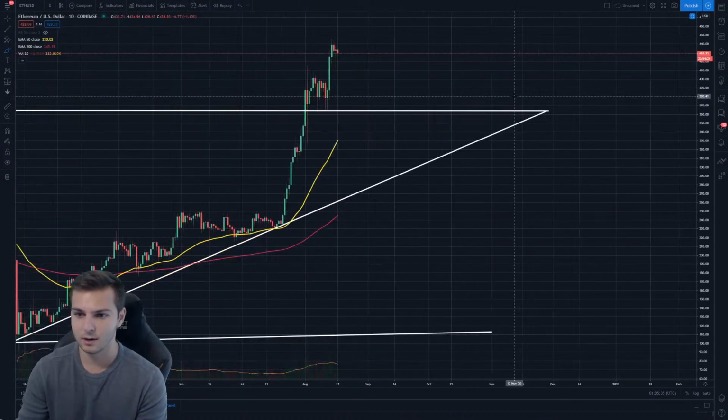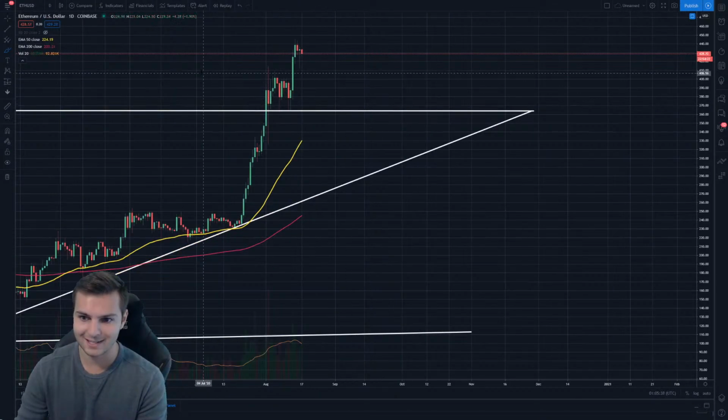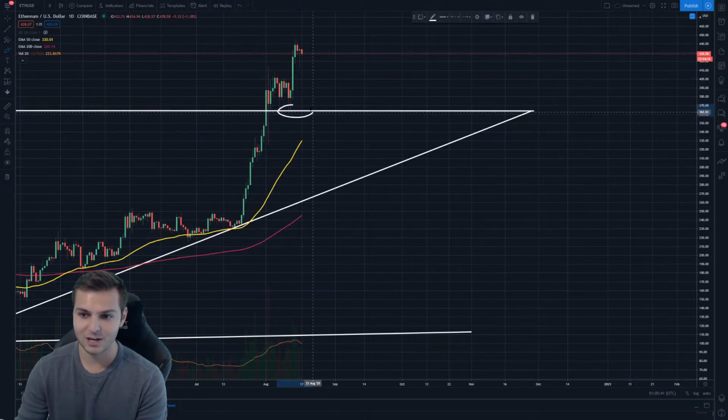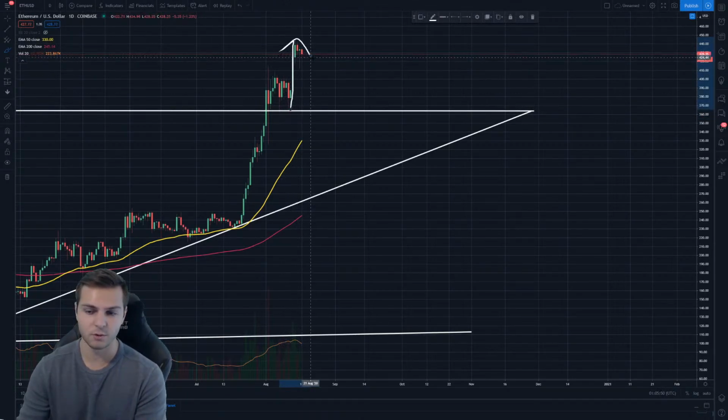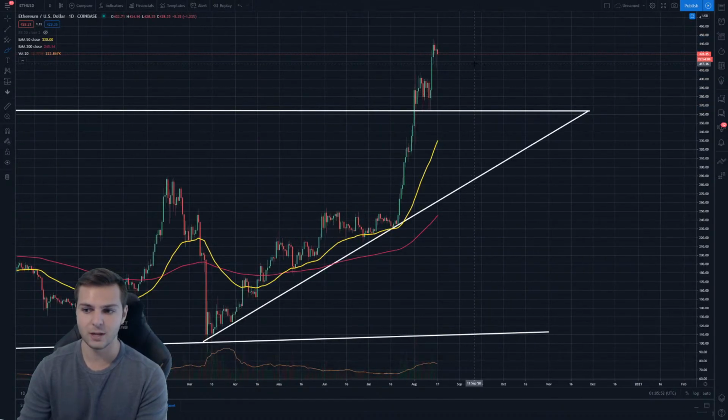And something to note here, this is on a daily chart, and we tested this not once, not twice, but 3 to 4 times over here before we actually double bottomed on the chart, on a daily chart, and then just ripped right through the previous high. So Ethereum is on a tear right now.